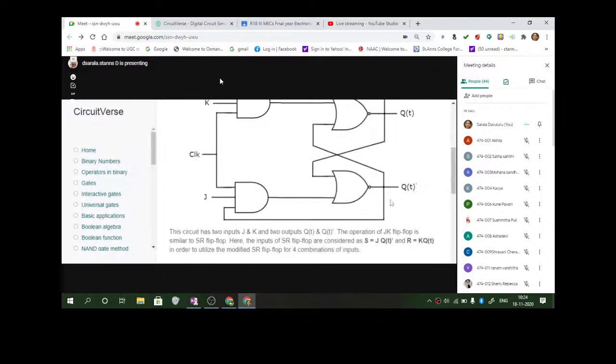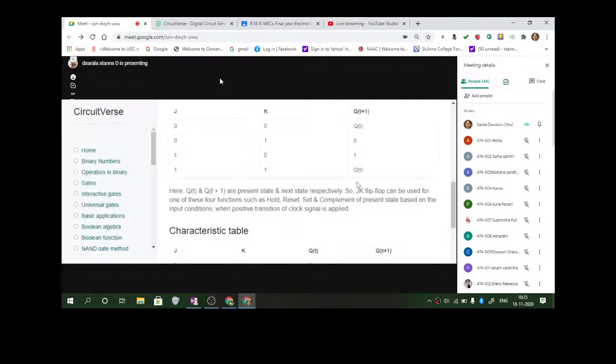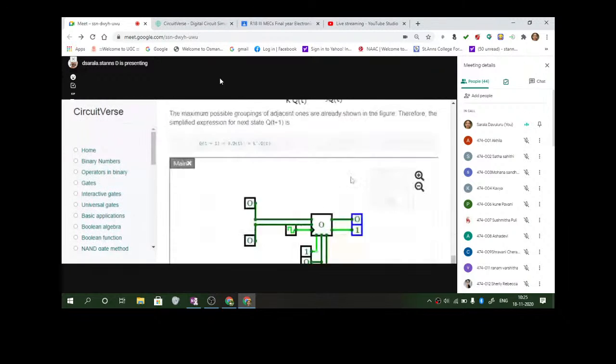Then this is a stable state table. When J is 0, K is 0, Qt plus 1 and Qt, it remains the same. J is 0, K is 1, Q is 0 because it is reset. When J is 1, it is set, so Q is 1. When they are both 1, it is known as a toggling state. It goes to its complementary state. So if it was 0, it goes to 1. If it was 1, it goes to 0. So the same thing. Now you can see this circuit here.